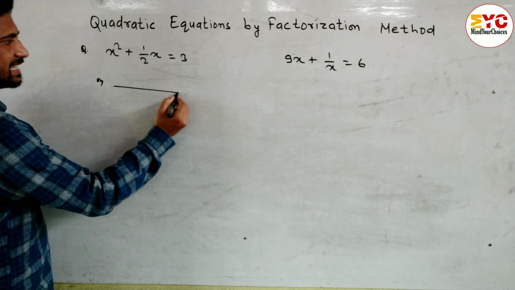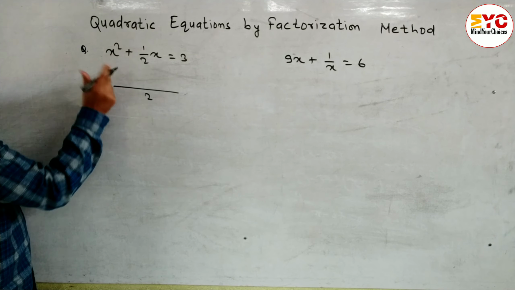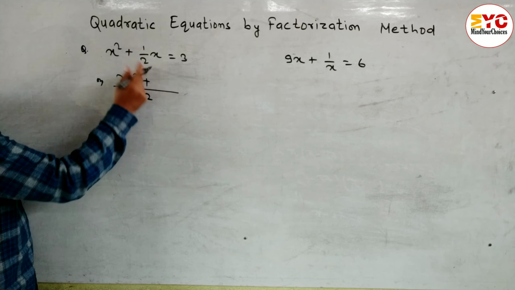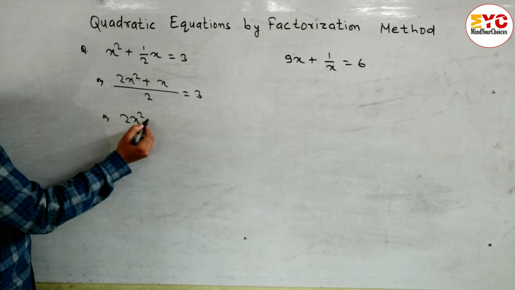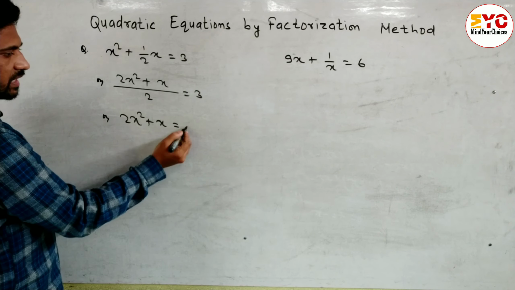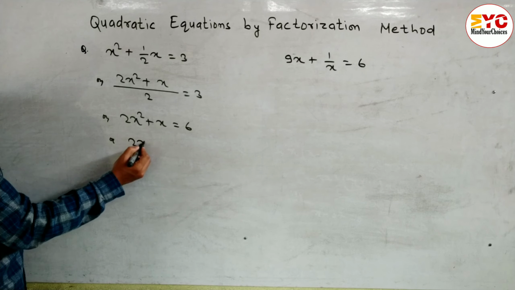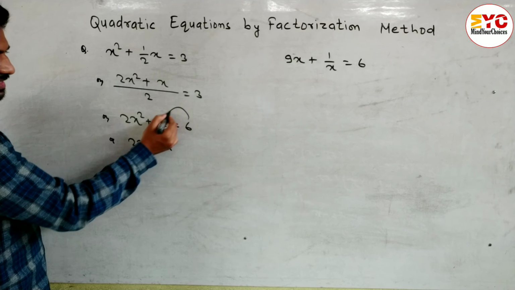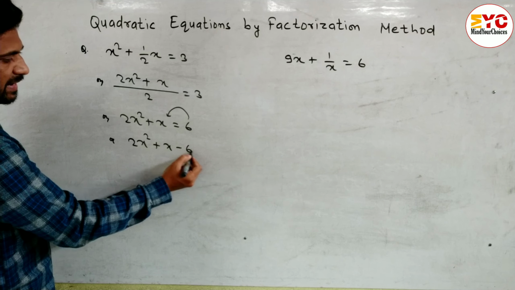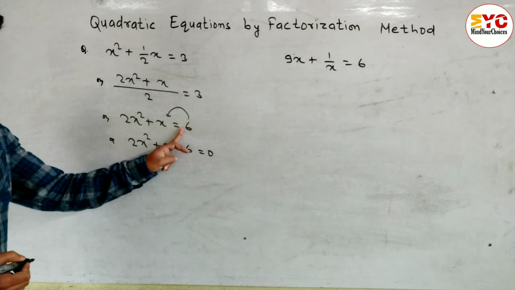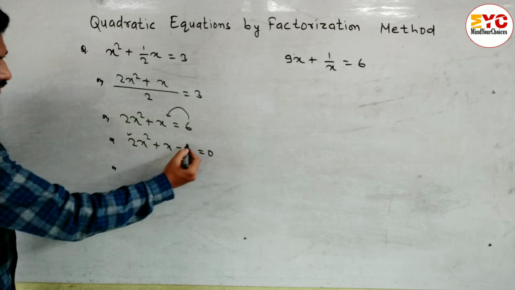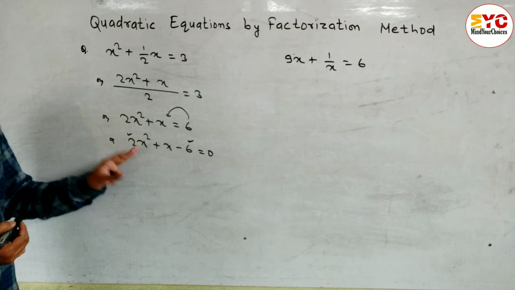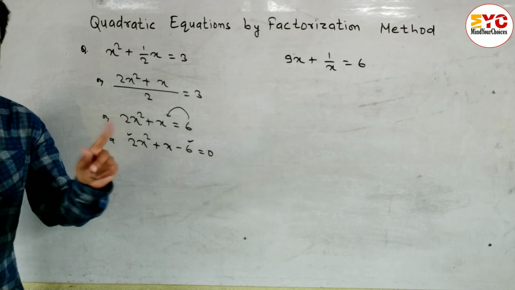Now we have to take LCM here. LCM is 2 into x square, 2x square plus 1 into x is equal to 3. After that 2x square plus x is equal to 2 into 3, 6. After this 2x square plus x, we have to take 6 to the left side, it will be minus 6 is equal to 0. If here is plus 6, we have to write minus. Now we have to factorize: 2 and 6 multiplying gives 12, while subtracting 1. Here is minus while subtracting, if here is plus while adding.